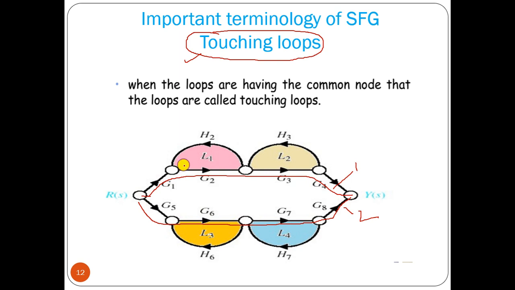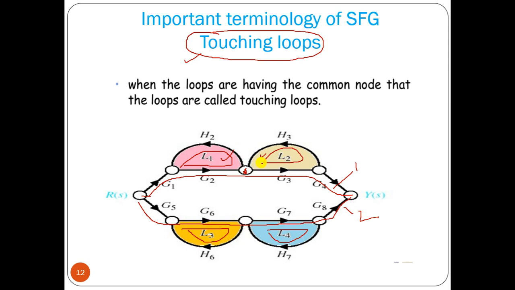How many loops are there? This is your loop 1, this is your loop 2, now this is your loop 3, this is your loop 4, right? This is going from output to input side. Feedback means whenever you see feedback, that is the loop. So we can see loop 1 and loop 2 are touching with each other because they have a common node. Okay, so these two loops are touching with each other.